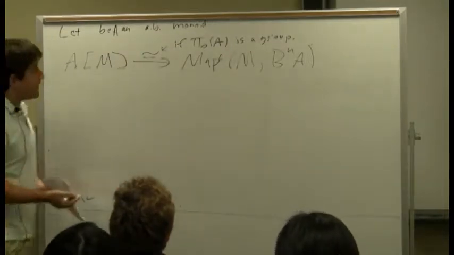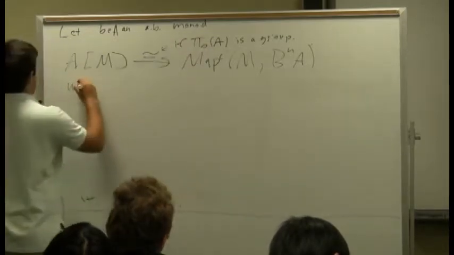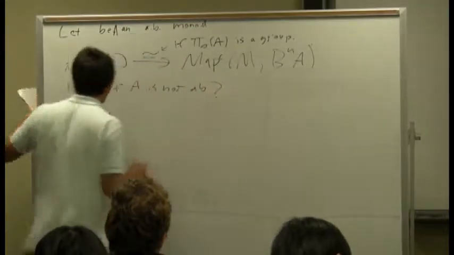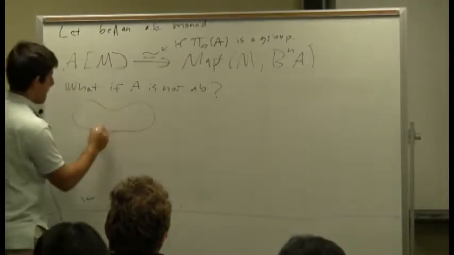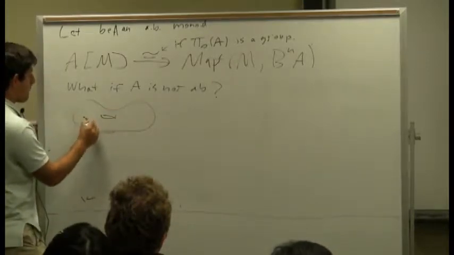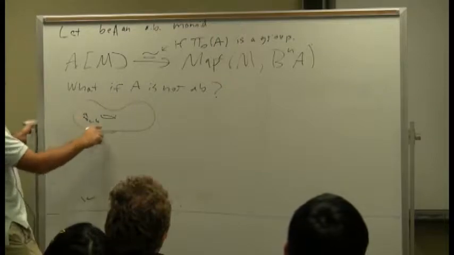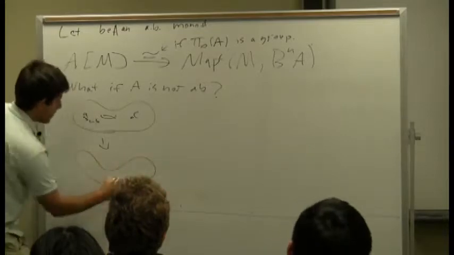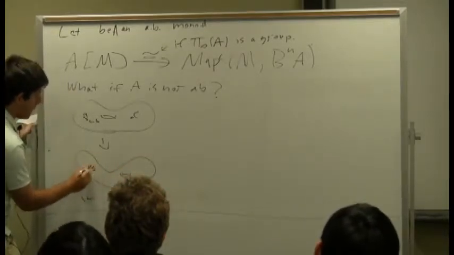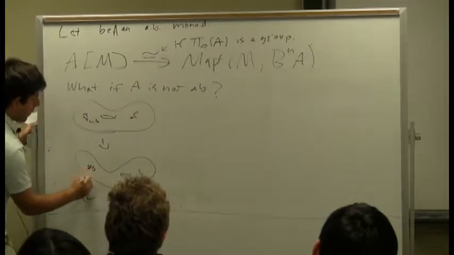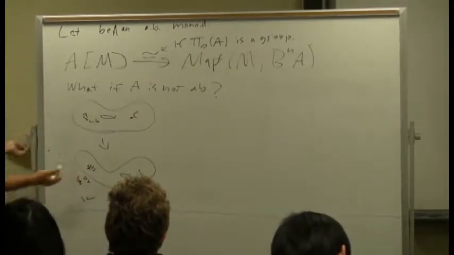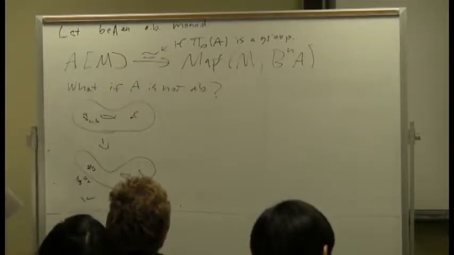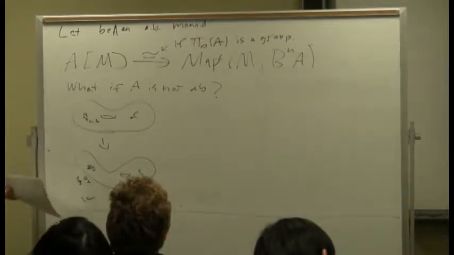Okay, so now what happens if A is not abelian? Well, we have a point labeled by little a and a point labeled by little b. What do you want this to converge to? Do you want this to converge to A times B, or do you want that to be B times A? And you don't know. So this construction doesn't work when A is not abelian, except in dimension 1.